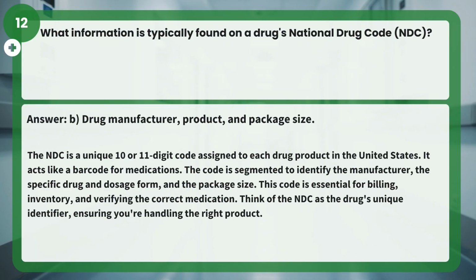Answer: B. Drug manufacturer, product, and package size. The NDC is a unique 10 or 11-digit code assigned to each drug product in the United States. It acts like a barcode for medications. The code is segmented to identify the manufacturer, the specific drug and dosage form, and the package size. This code is essential for billing, inventory, and verifying the correct medication. Think of the NDC as the drug's unique identifier, ensuring you're handling the right product.